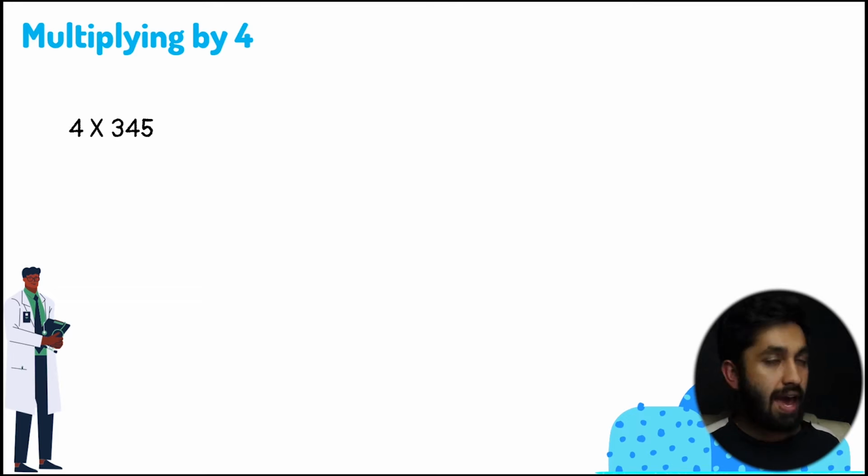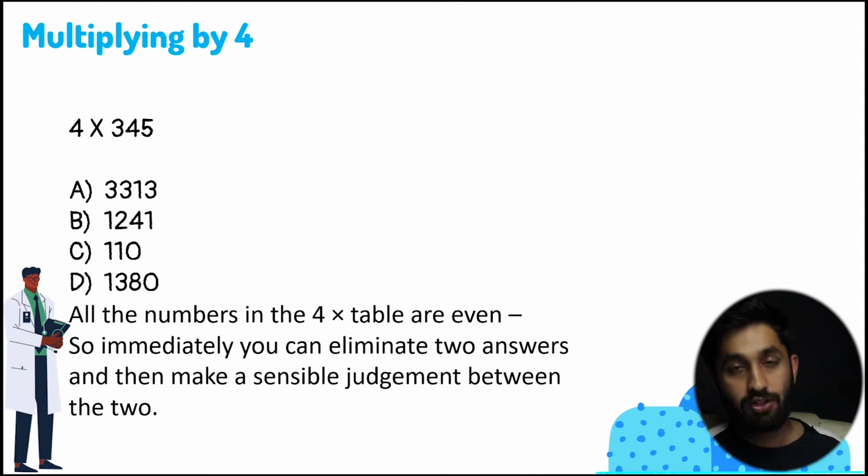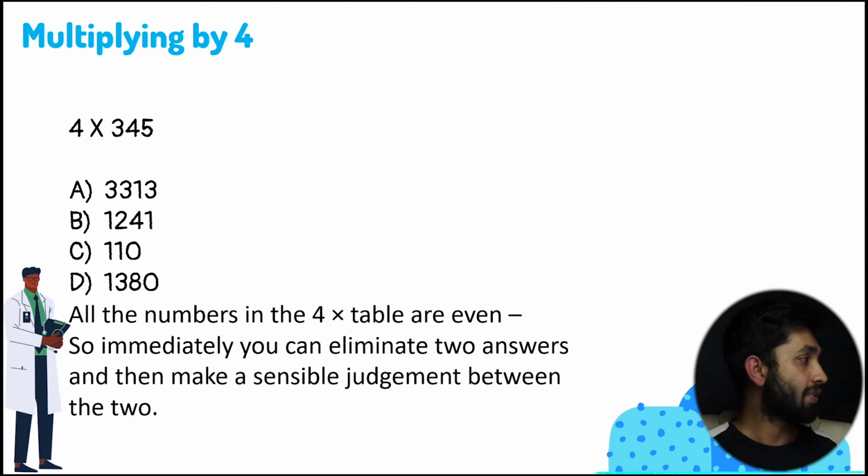What is the rule whenever you multiply any number by 4? Well, all numbers in the 4 times table are even. So any number you multiply by 4, you will get an even number. Now that point will help you in terms of guessing the answer correctly. If we have a look at the list of options, there is A, which is 3,313, B, 1,241, C, 110, and D, 1,380. And obviously, you can eliminate A and B because they are odd, and then you can eliminate C because it's too low a number, so therefore D is our answer.